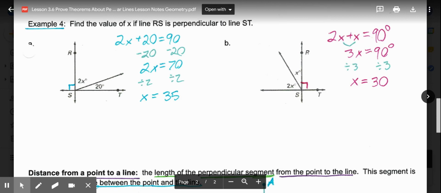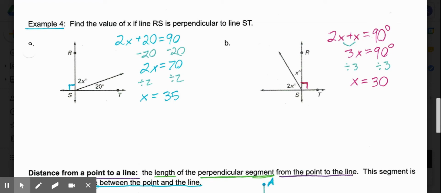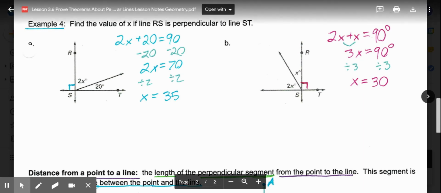Then in part B, we have the same situation, perpendicular lines, so 2x plus x is a right angle, or 90 degrees. So we could set that up with the equation 2x plus x equals 90 degrees. 3x equals 90 degrees. Divide both sides by 3, and x equals 30.